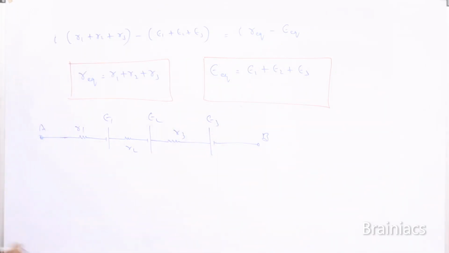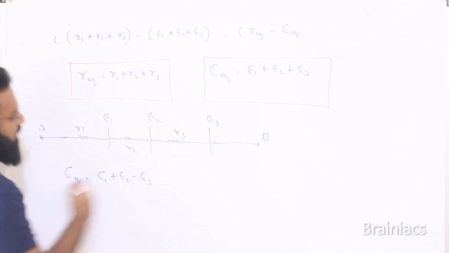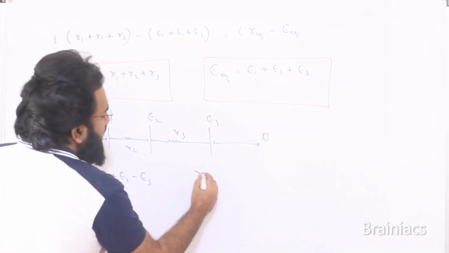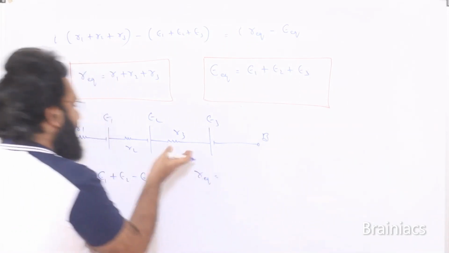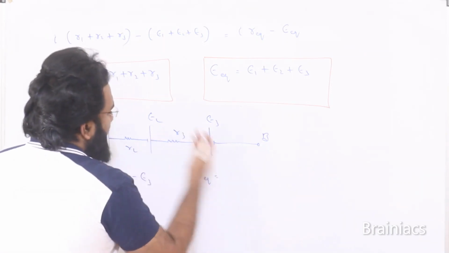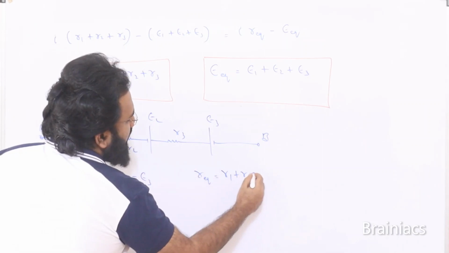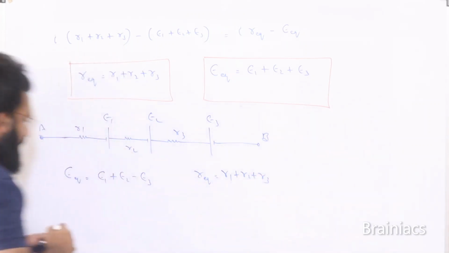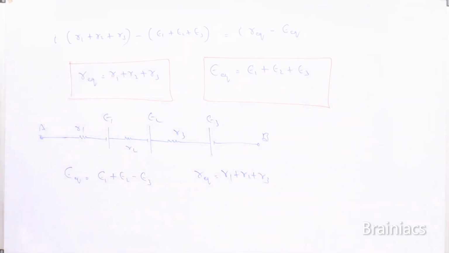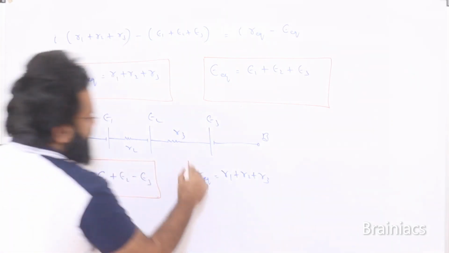Now what will happen? E equivalent is going to be E1 plus E2 minus E3. R equivalent, what will happen? Even if we change the polarity of a cell, resistance doesn't have any effect. So this is going to be R1 plus R2 plus R3. So if the polarity is changed, then EMF will have its difference.